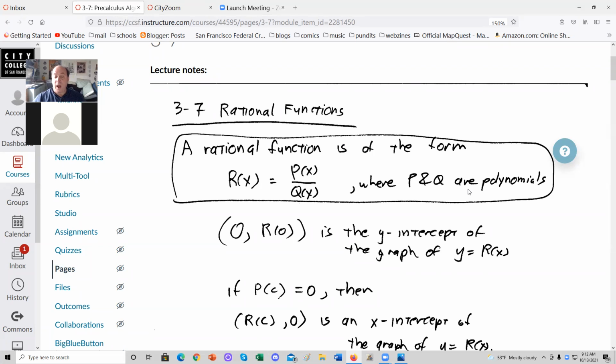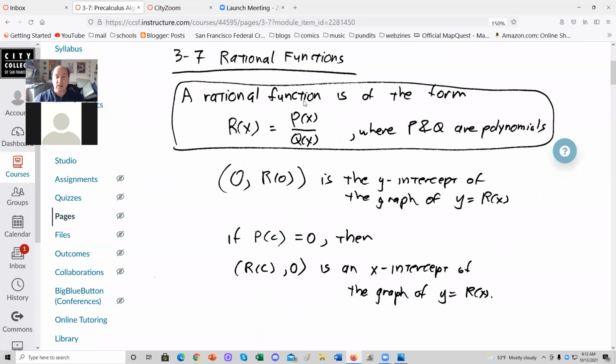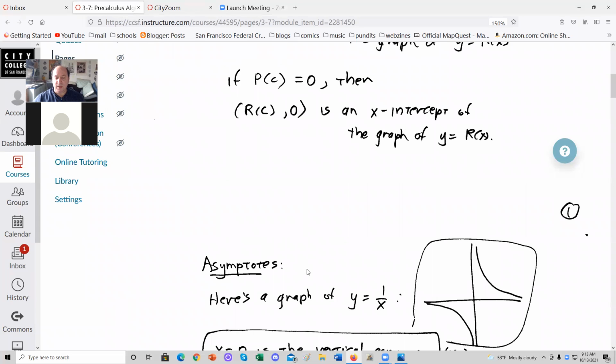For example, what's the y-intercept of this? Well, it's p of 0 over q of 0, so that's easy enough. If the numerator, p of c, equals 0, then r of c equals 0 is an x-intercept. So here's the y-intercept, here are the x-intercepts.